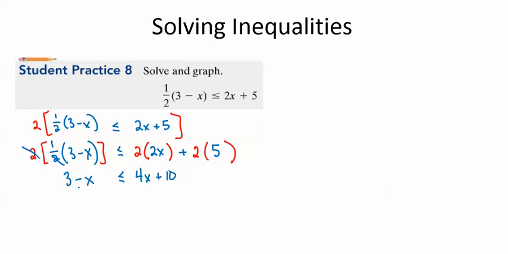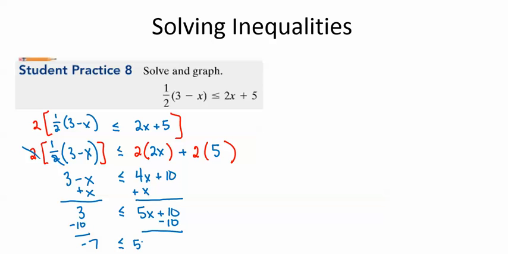This time I'm going to add x to both sides. And so we'll end up with our variable on the right side, which is not a problem. We've learned how to deal with that. And we have 3 is less than or equal to 5x plus 10. Subtracting 10 on each side now gives me -7 is less than or equal to 5x.